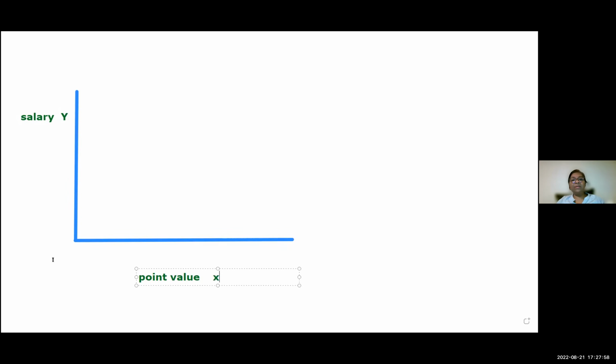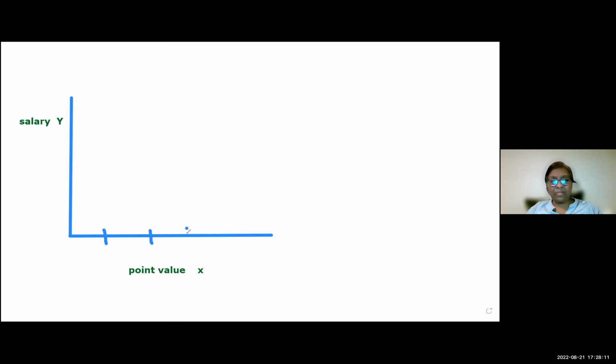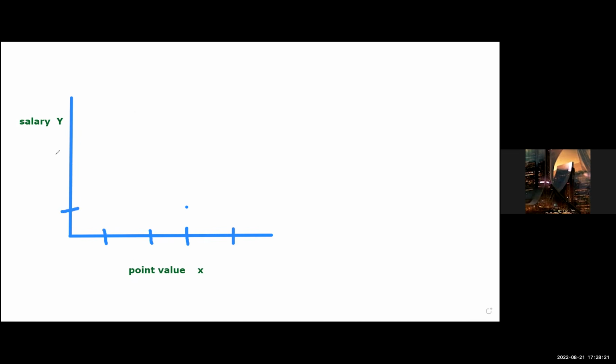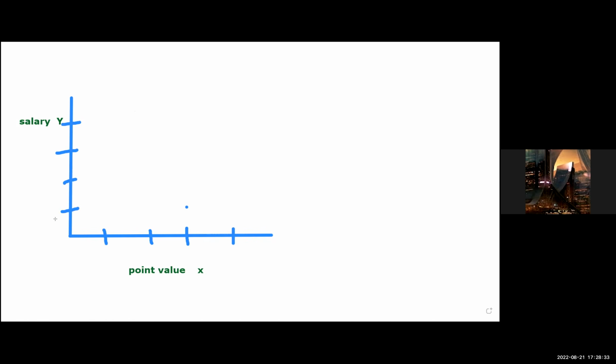Is this clear? Yes, ma'am. Like, for example, say 100 points, 200 points, 300 points, 400 points, all right. And this is salary. Okay. Now, when we did regression, what did it do?